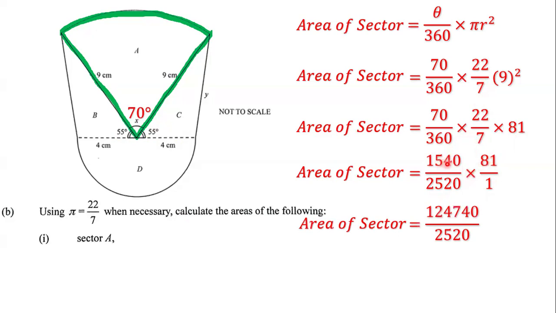When we take 1,540 and multiply it by 81, we get 124,740. Then we take 2,520 and multiply it by 1, which gives us 2,520. Next, we divide these two, and we get that our answer is 49.5. And so that means that the area of the sector of this circle is 49.5 centimeters squared.